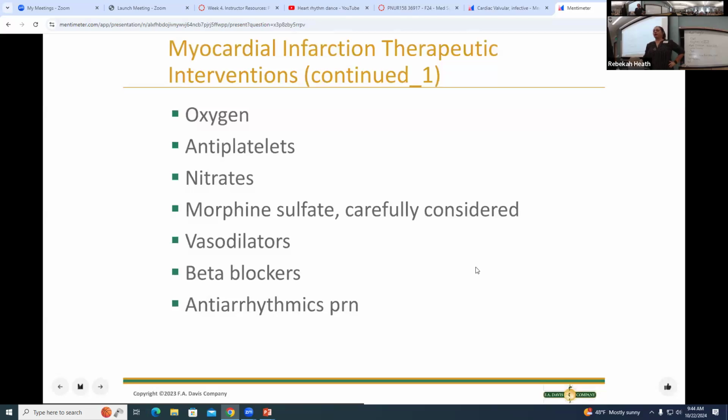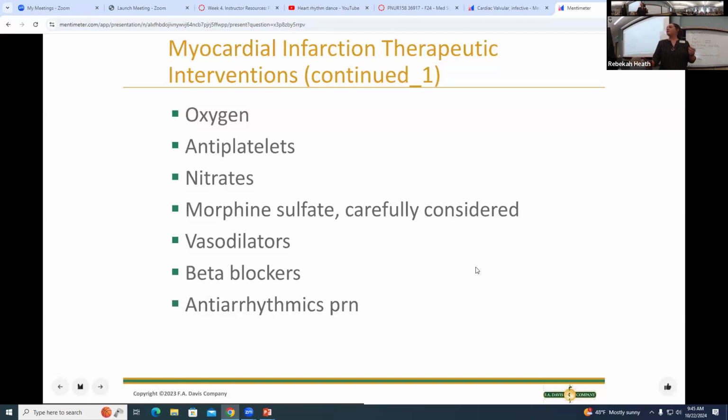Other therapeutic interventions, we want to give them oxygen, right? If their heart is not getting all the oxygen it needs, we're going to bump up and give them extra oxygen. We're going to give them antiplatelets or something to keep their platelets from sticking together. We're also going to give them nitrates like nitroglycerin, right? They might be given morphine in the past. We used to rely on morphine for chest pain, but anymore it's kind of given more cautiously.